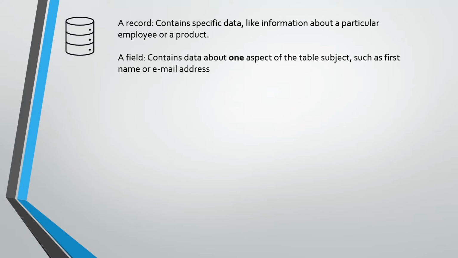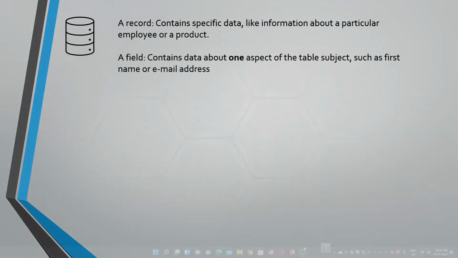Before jumping into the actual Excel, let me sum up the small things which I will be referring to very frequently. That is a record and a field. A record is a specific piece of information, like about a particular employee or product. A field is about one aspect of that table's subject, like a first name, an email address, someone's age, skin color, or eye color, things like that.